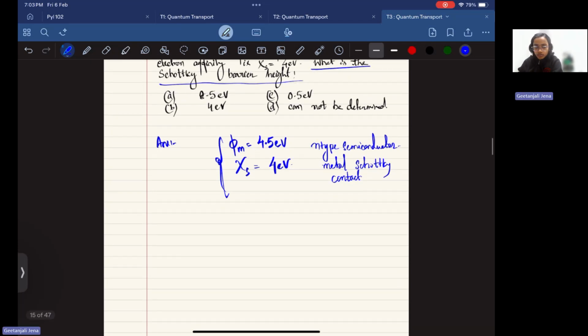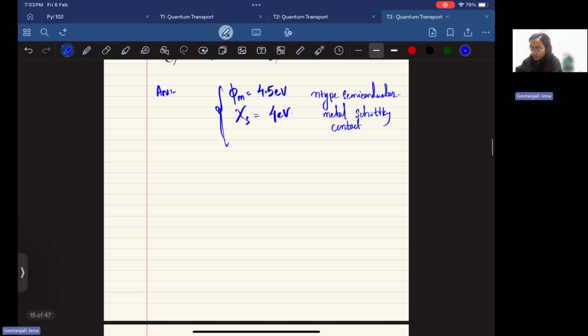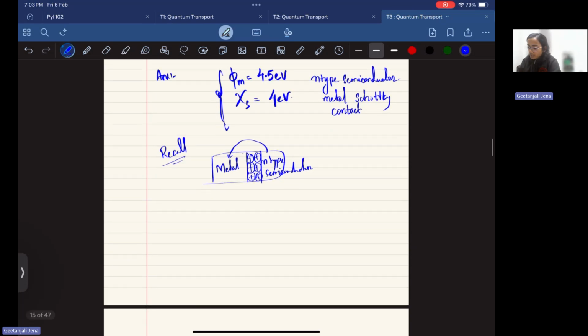Okay, so let me go through the steps. If you recall, if you have a metal-semiconductor contact with an n-type semiconductor, the electrons will diffuse to the metal side, and there will be a depletion region, which is an immobile region where no further charge movement will take place.